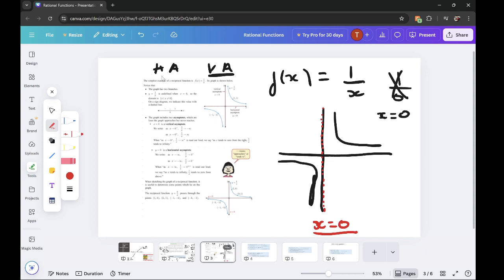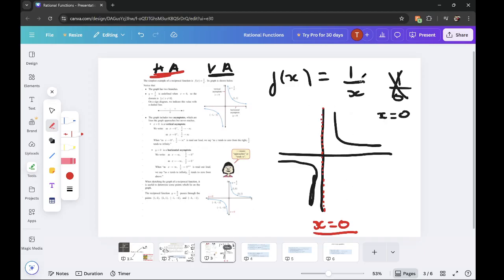So your horizontal asymptote. Let's look at the horizontal asymptote now. So for your horizontal asymptote, you have to look at your graph, you have to look at your function, and you have to see which value of y is not plausible whatsoever for your graph. So this is your graph.